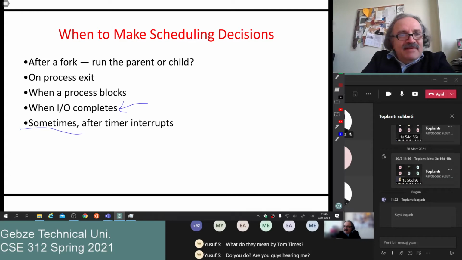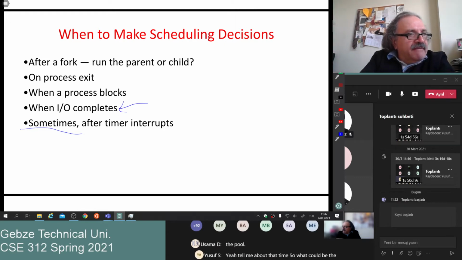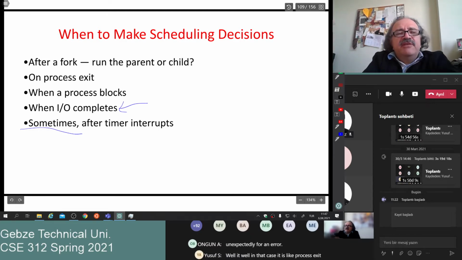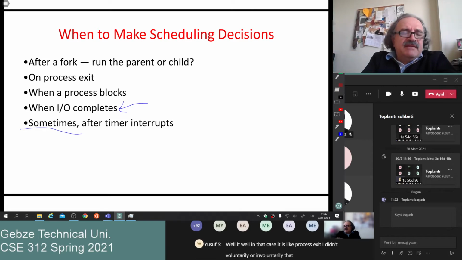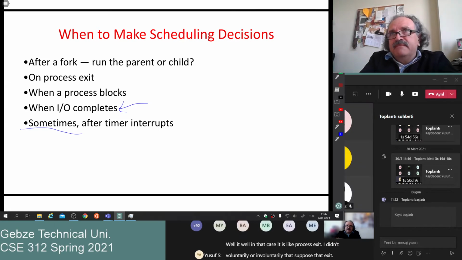Maybe sometimes it has a plan in mind for what to do next, but sometimes it doesn't, so it chooses something from the pool. Tell me about that time. So what could be the condition for that time? Maybe a process that will come next is terminated unexpectedly for an error. Well, in that case, it is like a process exit, either voluntarily or involuntarily. That's a process exit. We are talking about the interrupts, timer interrupts.